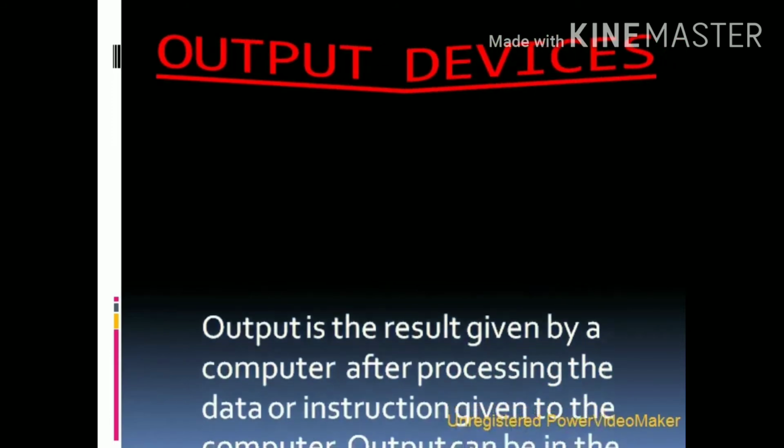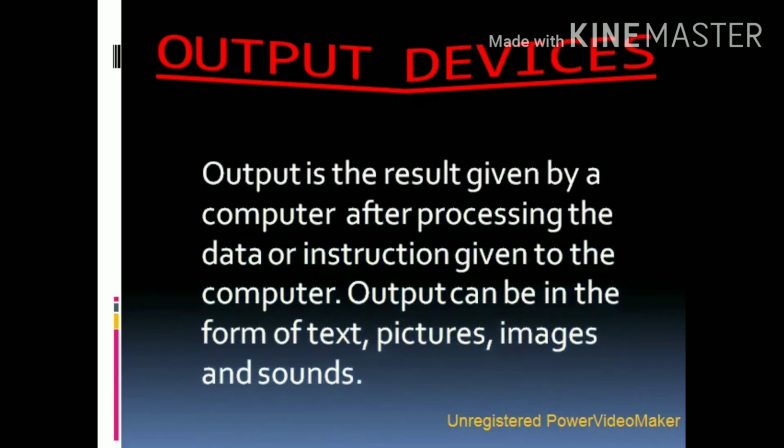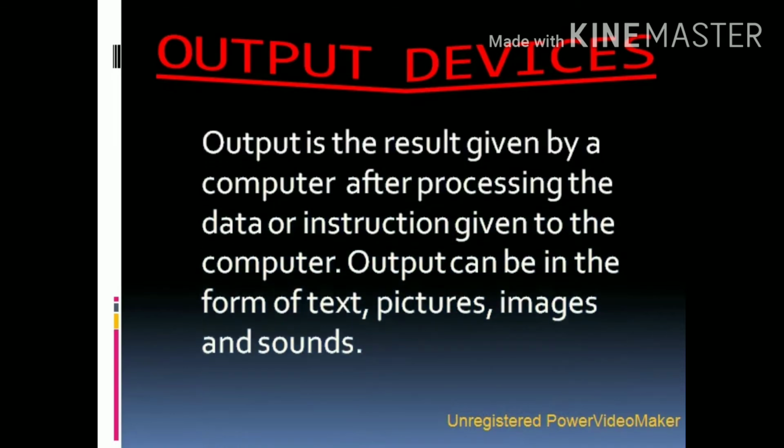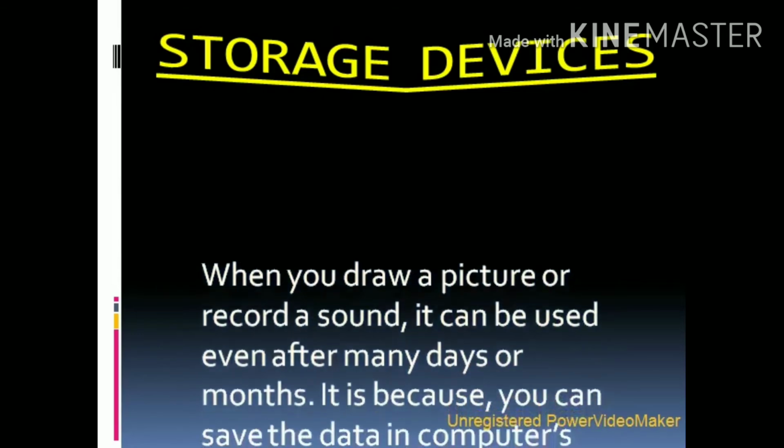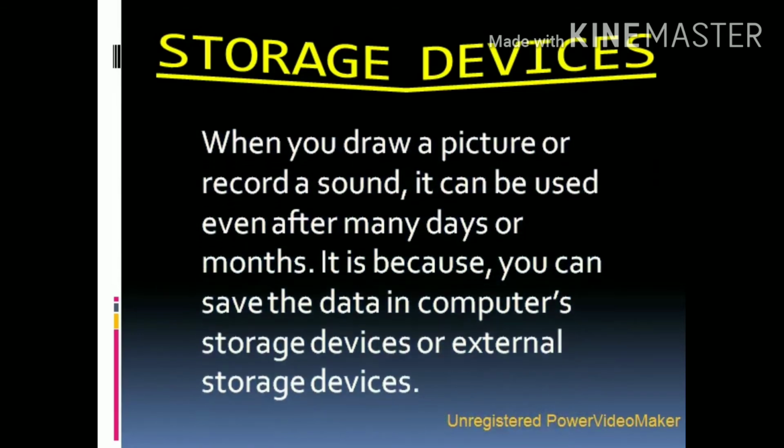What's output devices? Output is the result given by computer after processing the data or instruction given to the computer. Output can be in the form of text, pictures, images and sounds. What storage devices? When you draw a picture or record a sound, it can be used even after many days or months. It's because you can save the data in computer storage devices or external storage devices.